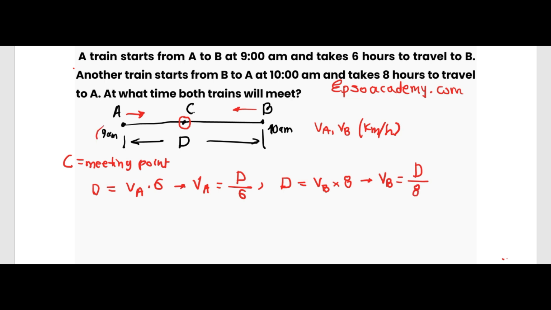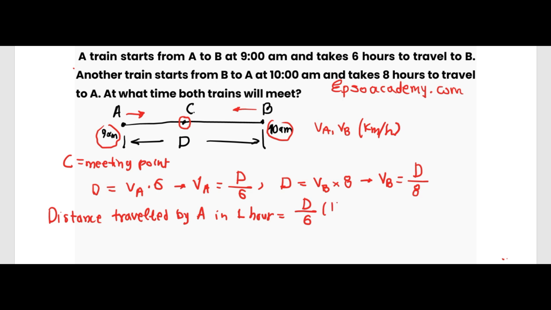As you see here, there is a time difference of 1 hour between them. So since this one started earlier, I want to see what distance A has traveled until the time that B started moving. So next thing I need to find is the distance traveled by A in an hour. So this is D divided by 6, since this is the speed in kilometers per hour. So this is D over 6 kilometers.